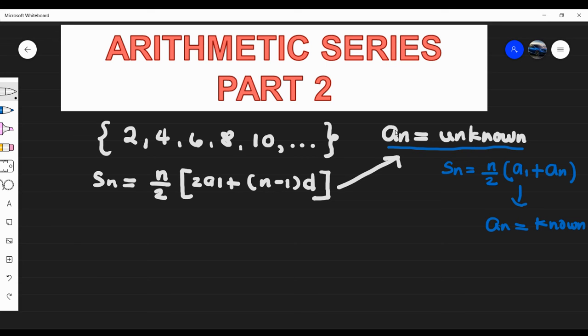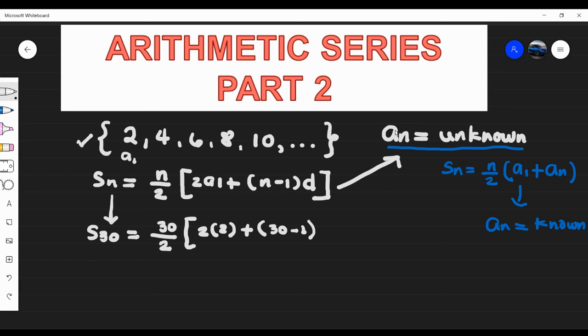So let's say, for example, we're going to be solving for the sum of the first 30 terms of this given arithmetic series or sequence. Since it is S sub n, n here is 30, we're going to substitute it there. So n is 30 over 2. And then next, a sub 1 is 2, so we're going to multiply it by 2. So plus, n is 30 minus 1 times the common difference.